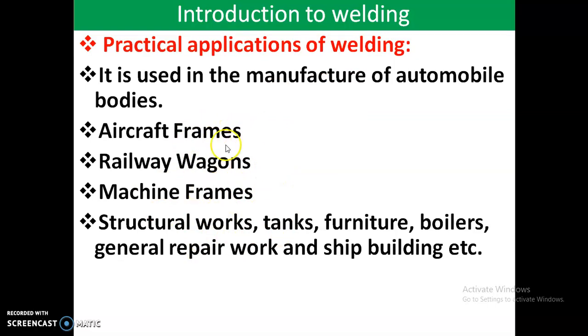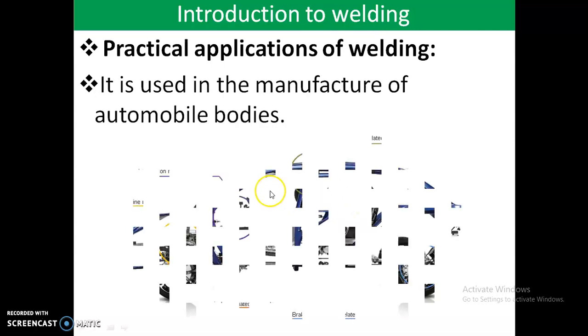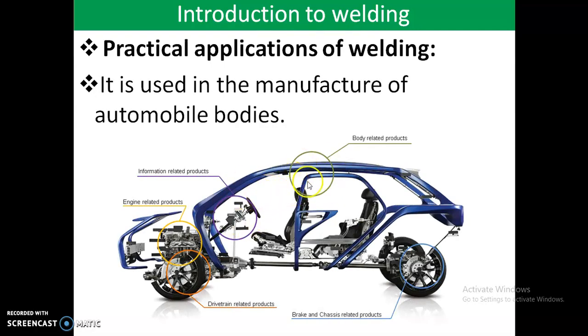So let us see one by one. What is the first one? The welding process is used in the manufacturing of automobile bodies. This is the first one. See here, without welding we can't manufacture automobile bodies. This is an automobile body. In the manufacturing of automobile bodies we use welding process.